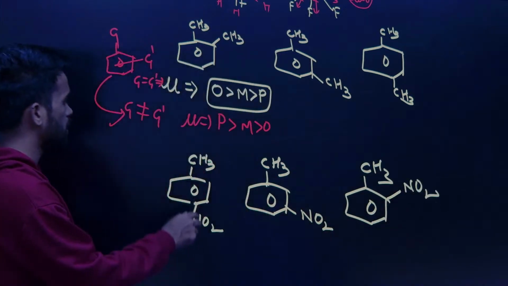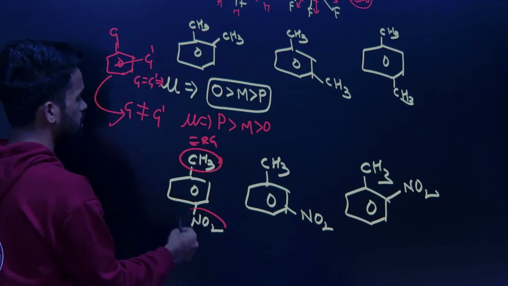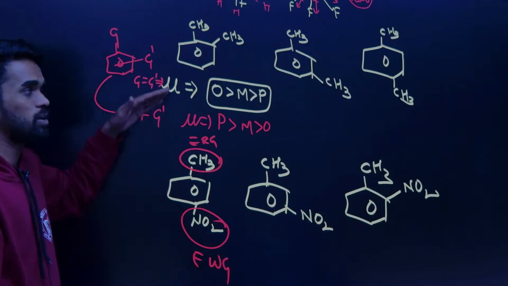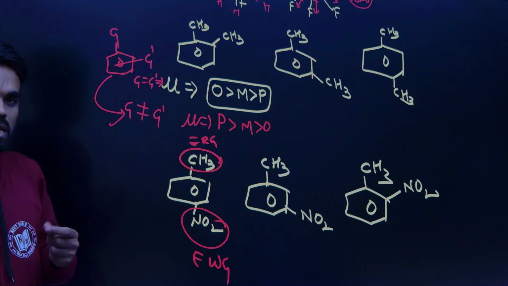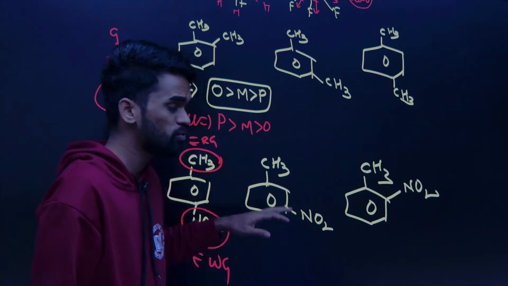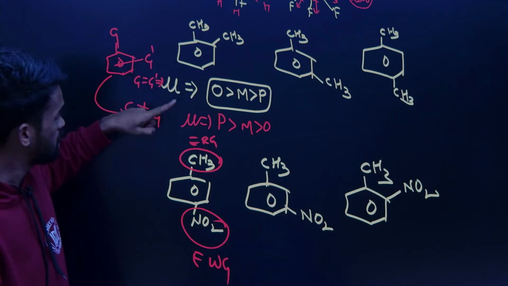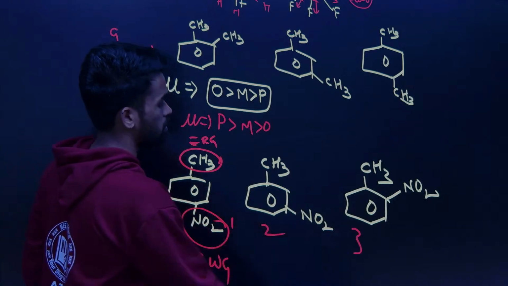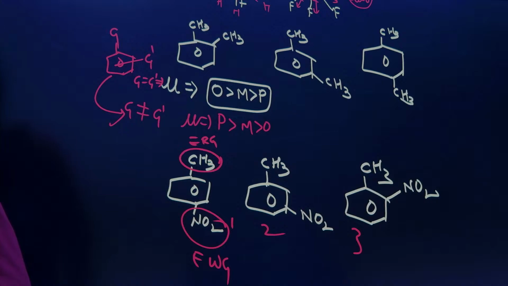See here, alkyl groups are electron releasing, but these are electron withdrawing. So tell me what will be the order out of these 3 compounds, which is having maximum dipole, minimum dipole. If you got this concept, look at this, I have already mentioned everything here. Based on that you can easily answer me what is the order of the dipole moment for these 1, 2, 3 molecules. Okay, right.